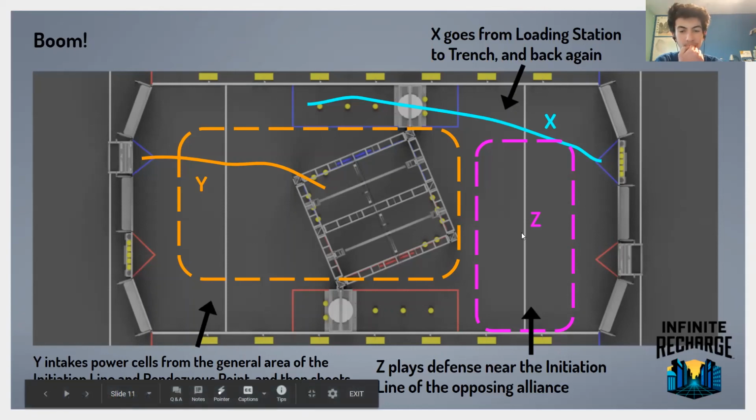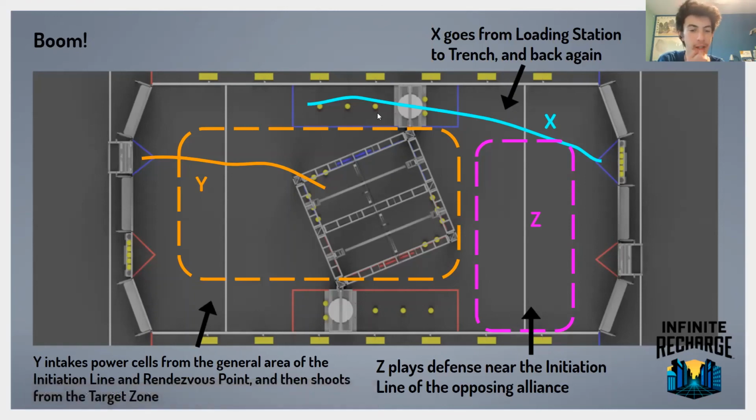Yeah, so Z plays defense. X just has that path, and Y picks up power cells from this general area and then shoots them over here.